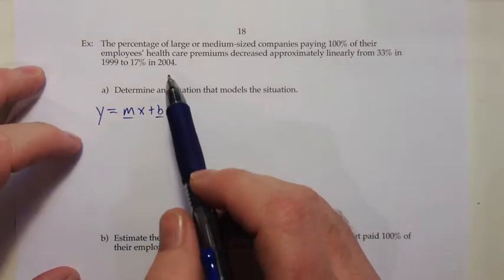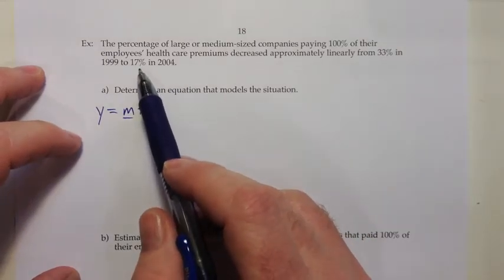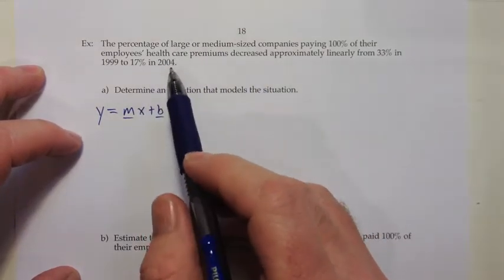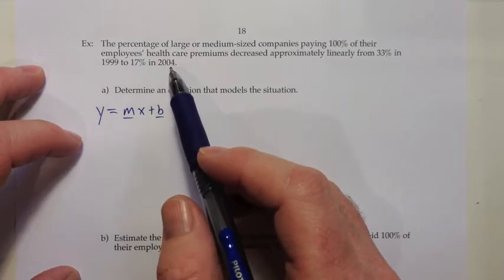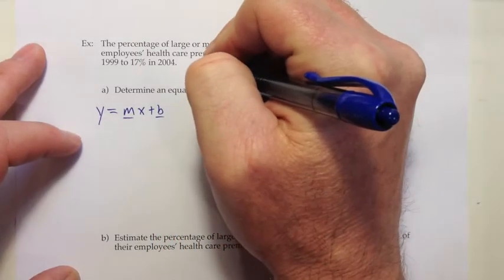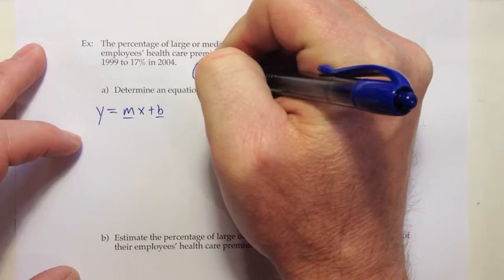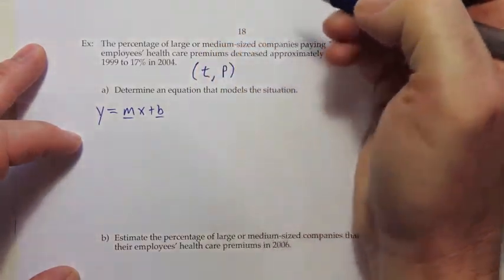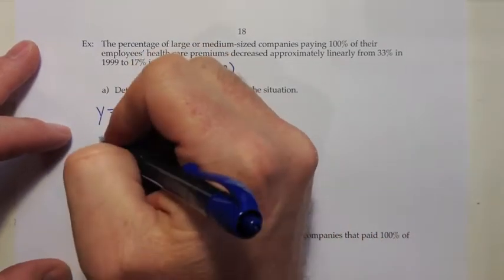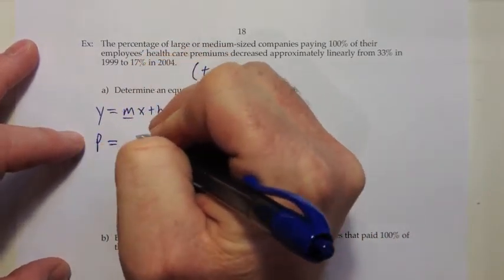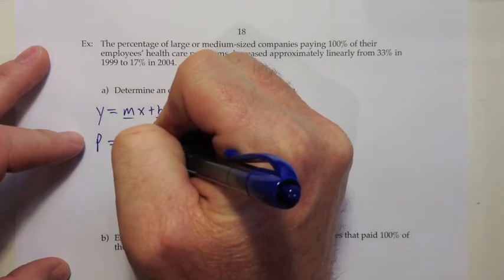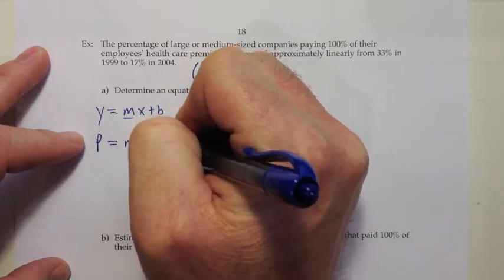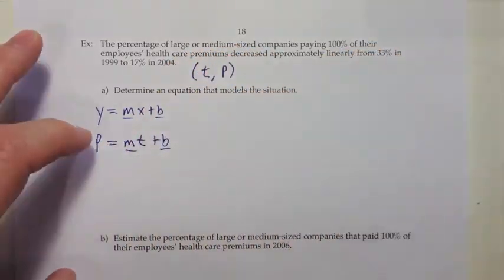So I see two things they're talking about. One is the year and the other is a percentage. And typically when we have a year, that's going to be our input variable, and I think that makes sense here as well. So I'm going to think of the ordered pairs as in is t and out is a percentage. And so if I rewrote this using those variables, then the output variable would be p and the input variable would be t, but we'd still be looking for m and b.